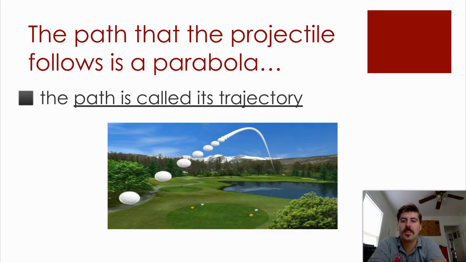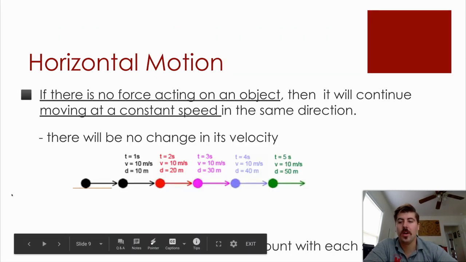The next thing I've got here is that the path the projectile follows is a parabola. So it's got that nice rainbow arc to it. Then the path is called its trajectory. That parabola arc is called the projectile's trajectory. That's the word that we're going to want to know.